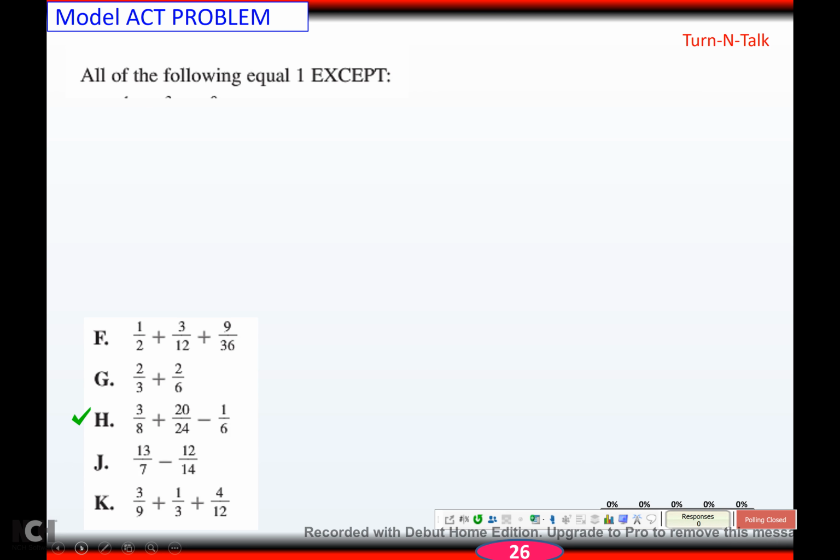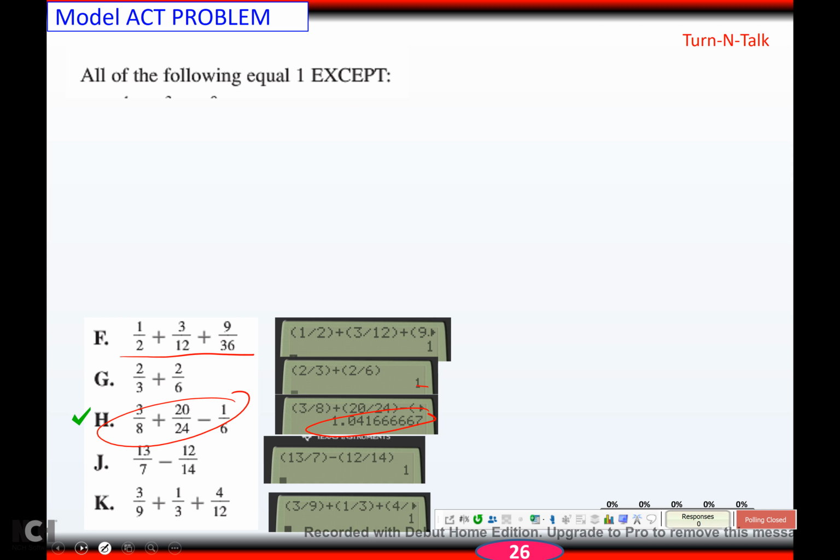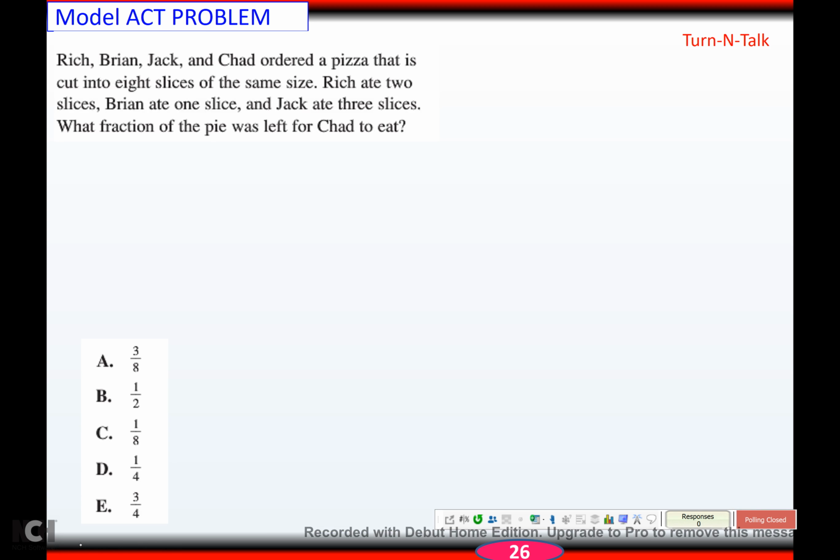And hopefully you got H. It says all of the following equal 1 except. Well, that means you have to figure out what each one of them equals. So I type this in, I got 1. I type this one, I got 1. I type this one, I did not get 1. So there's the one that doesn't equal 1. Okay, you can check the other ones, but again, if you know there's only one answer, then why bother? Try this one. Hit pause. Come back when you're ready.